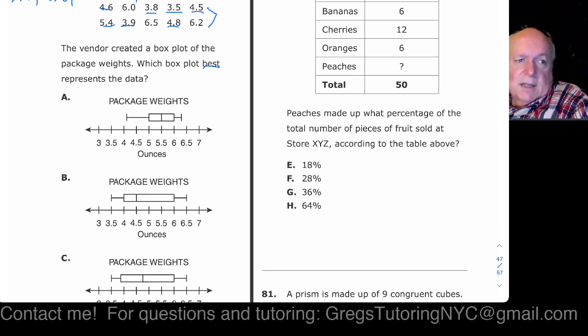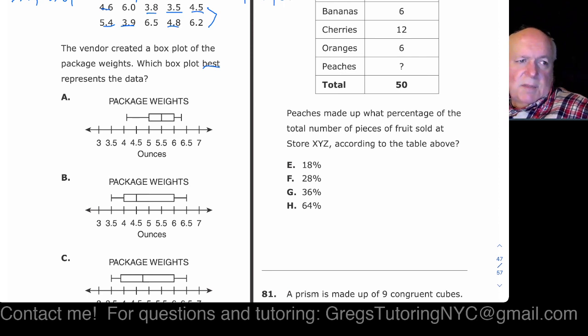I'm going to check. I wrote down 10 numbers: 1, 2, 3, 4, 5, 6, 7, 8, 9. I missed a number. What number did I miss? I missed 6.0. So let's do this. 6.0, 6.2, and 6.5. All right, so that's my 10 numbers.